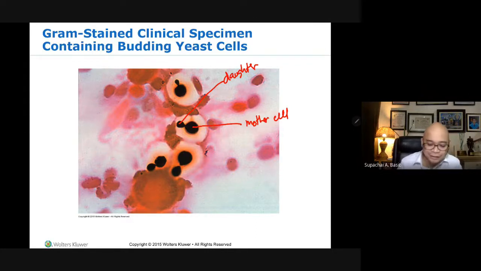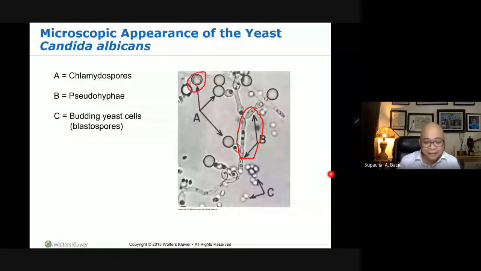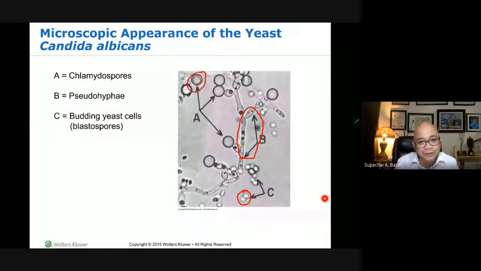Okay, so this is the budding yeast. Letter A is an example of chlamydospore. So this one is a thickened cell wall. Letter B is the pseudohyphae. These are not real hyphae, but just elongated strings that attach from the bud. And letter C, the one that you can see here, is the budding yeast that can produce the blastospores.